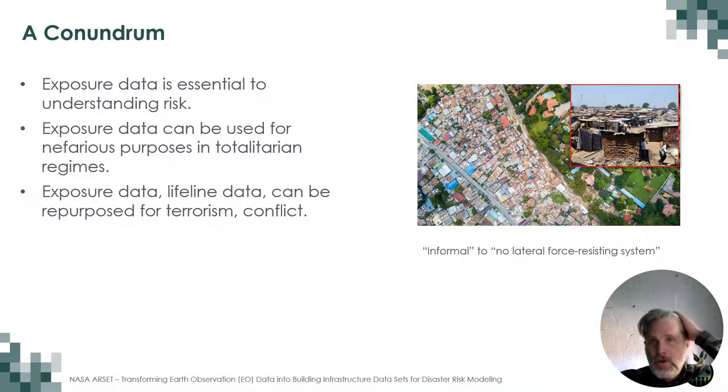So for an example, we've got some informal housing that we codified in a database for a client as no lateral force resisting system. That obfuscates the nature of the data in a way that's appropriate for assessing vulnerability, but won't highlight that data for an area that might want to clear out such type of housing or have other nefarious purposes. And I think that this is very important when we start to think about lifeline data sets, particularly ones that might have very vulnerable assets that we don't want to put out there in a way that's used for nefarious purposes.